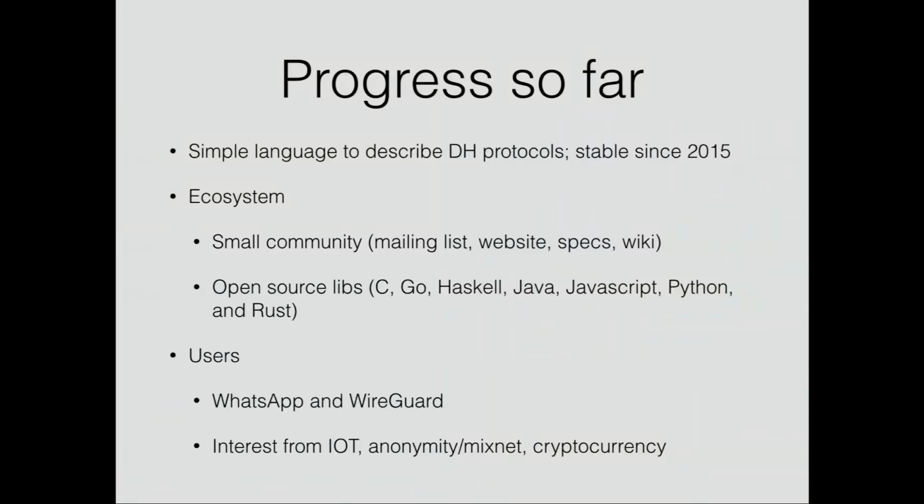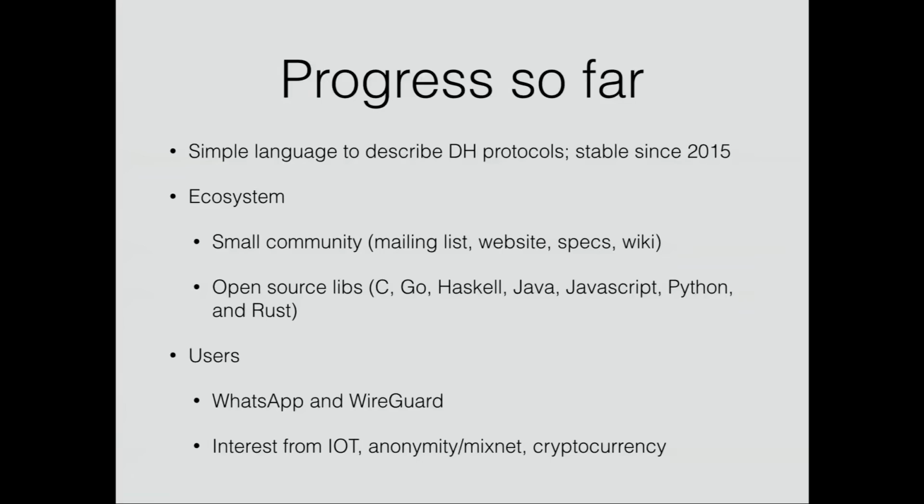That core design of Noise is what we had arrived at by 2015, and it's been stable since then. So Noise is still a work in progress because we're trying to extend it and add new forms of cryptography and build more things around this core, but we do have a pretty good core at this point. We built a small community around it with a mailing list, websites, specifications, test suites. We have open source libraries in a bunch of common languages. And we also have a couple users.